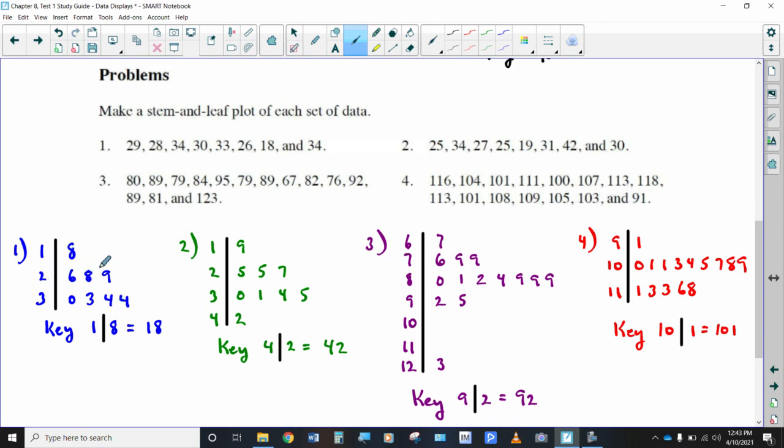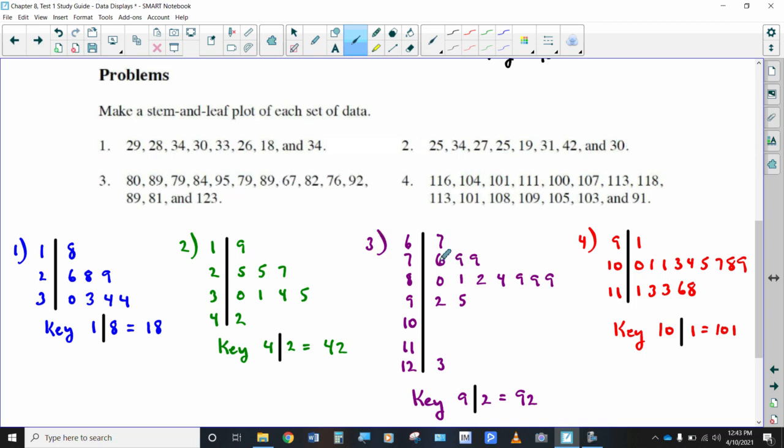18, 26, 28, 29. Oh, no, yes, they are. 30, 33, 34, and 34. So take a look here. It's pretty basic, pretty straightforward. You'll notice that 1 and 2, those are all two-digit numbers.